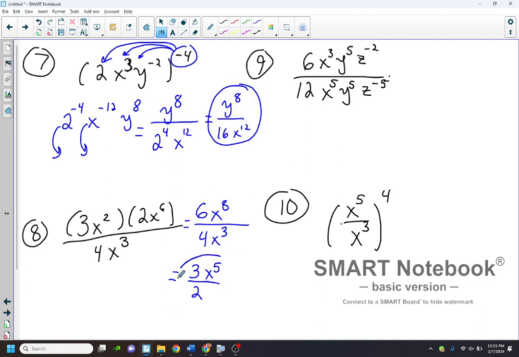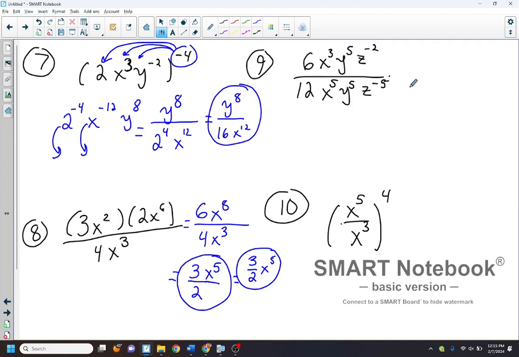Is the x with the exponent always on top, or can it be on the bottom? Yes, it's always on top. If you write it like this, it is also correct. That's okay. But not on the bottom. Definitely not on the bottom. But either way is correct.